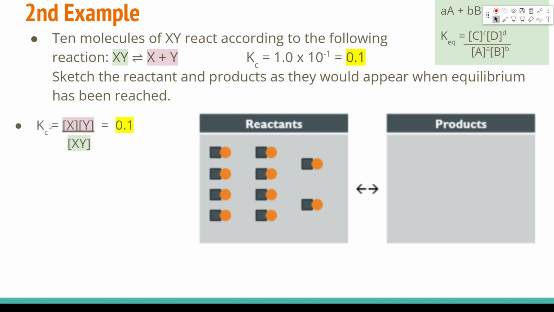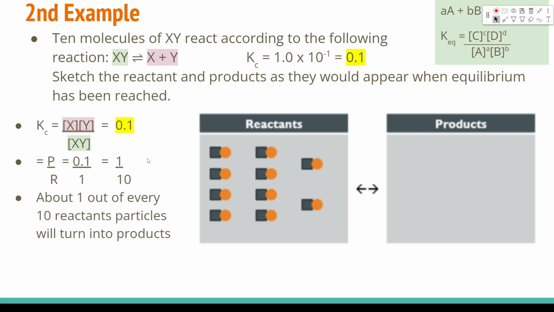So since I know that the Kc is 0.1, I can think of this as a ratio. So again, products over reactants. 0.1 divided by 1 is the same thing as 1 divided by 10. So approximately 1 out of every 10 reactants are going to turn into products. And so right now we have 10 particles of reactants.